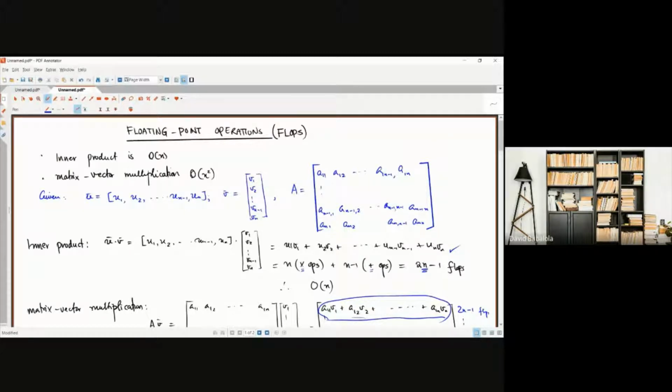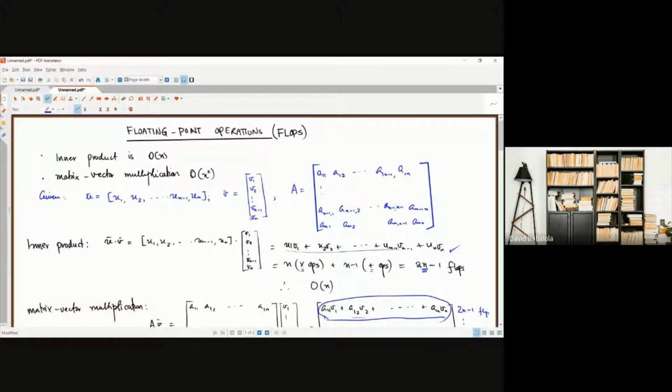Imagine you are given a vector u and a vector v, and you are given a matrix A. So the inner product will be defined as u times v. Remember, u is a row vector and v is a column vector. So by this definition, u times v will give us this expression.